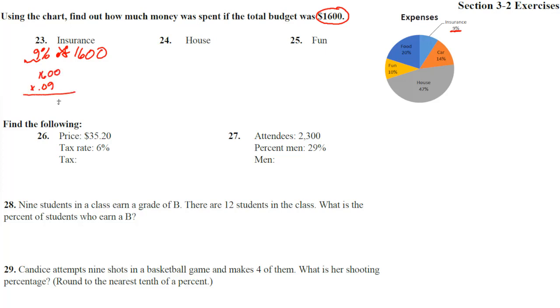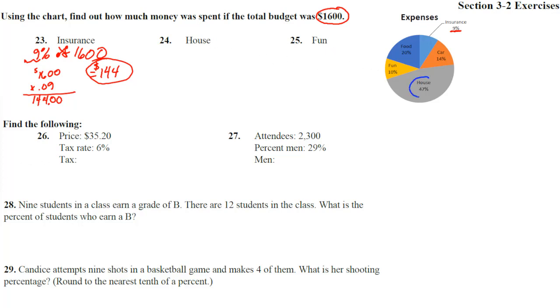All right, 9 times 0, 9 times 0, 9 times 6 is 54. So put the 4 down there, 5 up there. 9 times 1 is 9, plus 5 is 14. So we've got 2 digits behind the decimal total here, so 1, 2. So this is going to equal 144. So the insurance cost $144. Yeah, 9% of 1,600 was $144. Excellent. All right, number 24, the house.